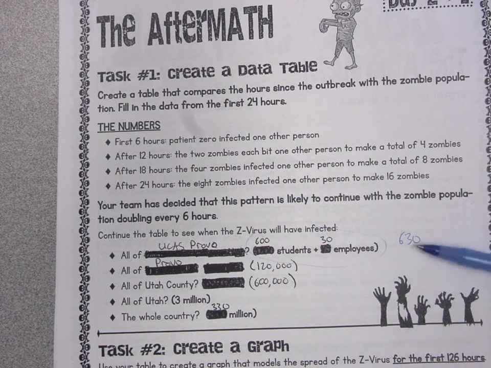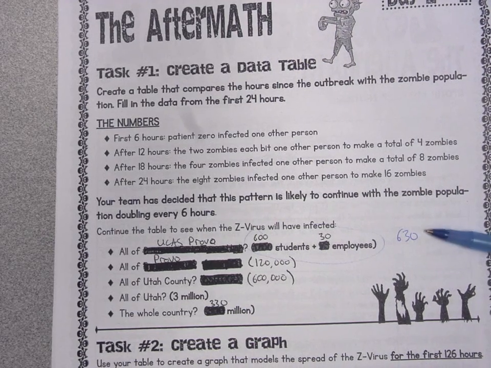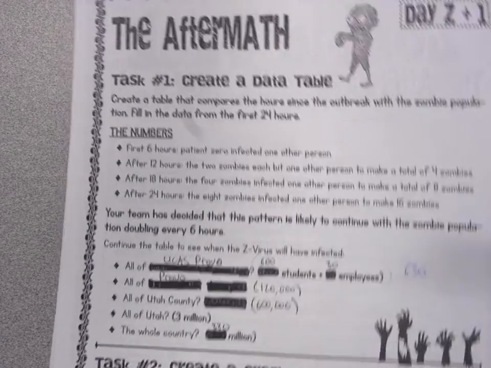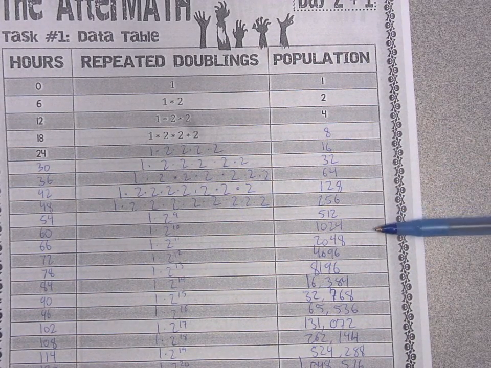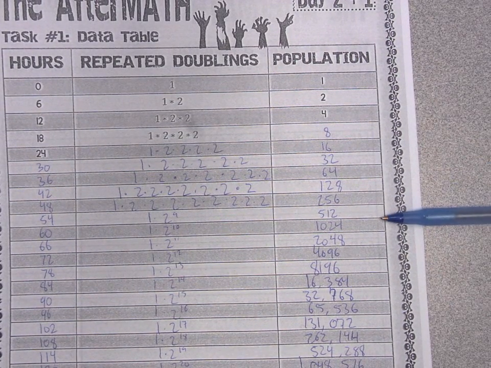When is the population this high? So let's find a couple. Let's find out where 630 zombies is. Okay, so if we flip it back to our table, 630 is not on our table, so we have to figure out where it would go.